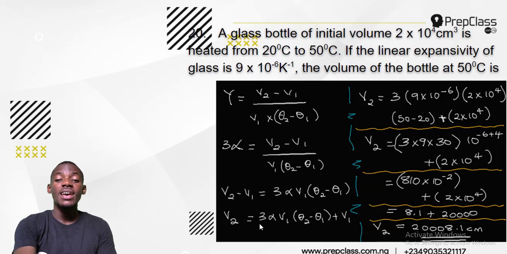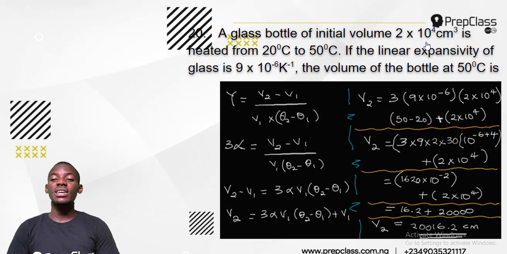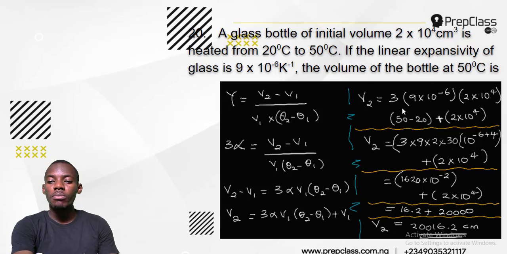So now, because you have made the V2 the subject of formula, V2 equals 3 bracket 9 times 10 to the power minus 6, times 2 times 10 to the power 4, bracket, then bracket open 50 minus 20, plus 2 times 10 to the power 4. Okay, and that came from the parameters that I have there. I just substituted them. So now I have solving for that. Bring the numbers together: 3, 9, 2, and 50 minus 20 is 30. So I'll just multiply the numbers.